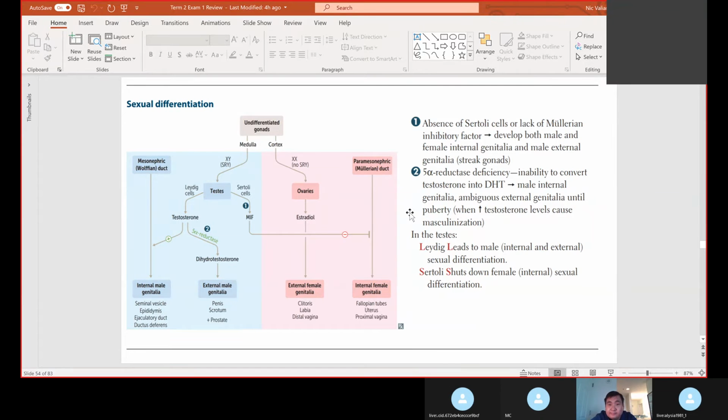So someone came in and he has male internal genitalia, right? But his external genitalia is female. So think about 5-alpha reductase deficiency. And during puberty, he's now becoming masculine, right? So think 5-alpha reductase deficiency.